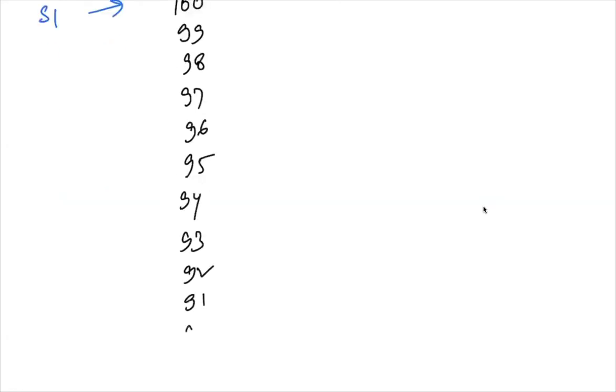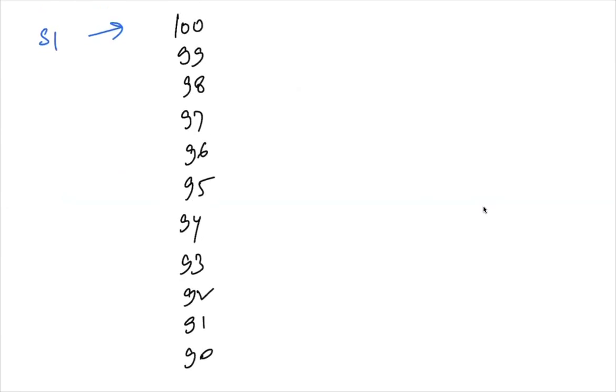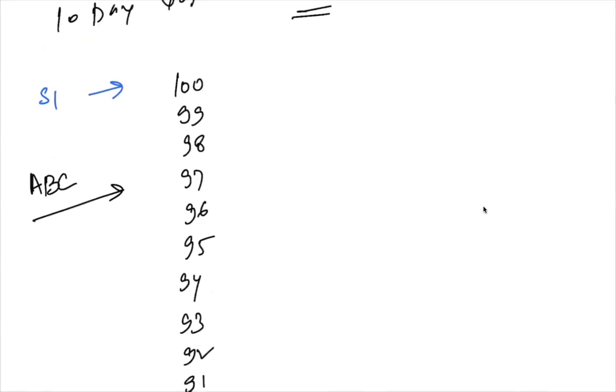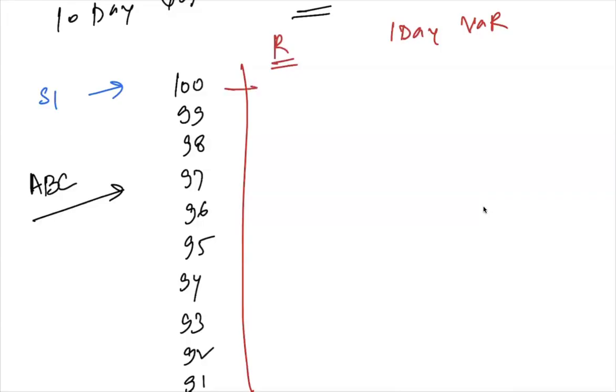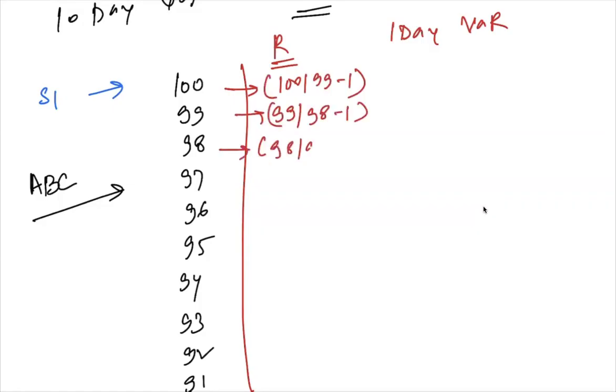So these are the stock prices for a given, let's say, stock ABC. When I say 1 day value at risk, what it means is I'm calculating the daily return, which is 100 divided by 99 minus 1. Similarly, 99 divided by 98 minus 1, 98 divided by 97 minus 1, and so on. This is my 1 day.